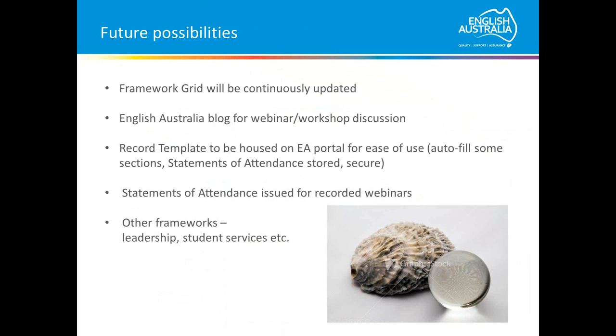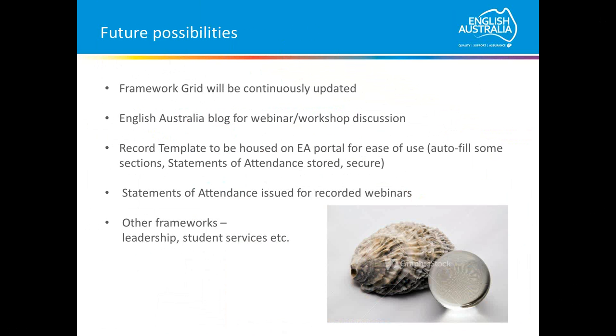Another goal of English Australia really is to make the record template more user-friendly for teachers. And at the moment, you saw that template where teachers can record their activities and reflect on them. And it's all done manually. But really, we would like this to be an easy process where perhaps you could use drop-down menus to select the CPD credit points, and where you could just very easily cut and paste the names of sessions that you've attended.